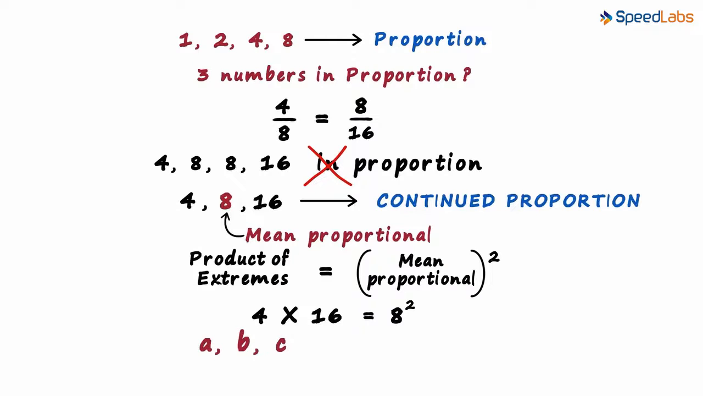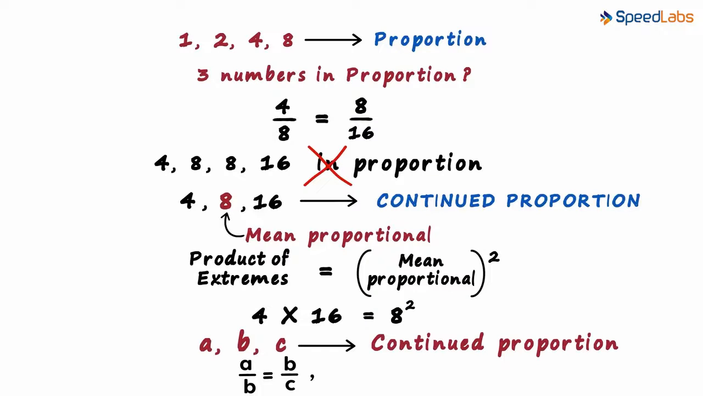What does A, B and C being in continued proportion tell us? It tells us that A over B is equal to B over C. It also tells us that A times C is equal to B squared. A and C are the extremes and B is the mean proportional. And it can also be written as A is to B is the same as B is to C.